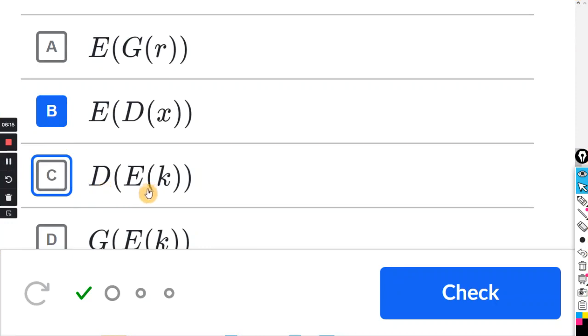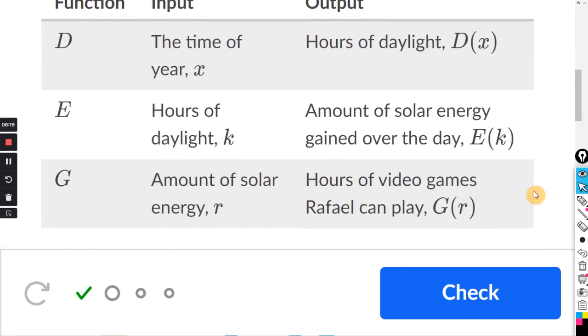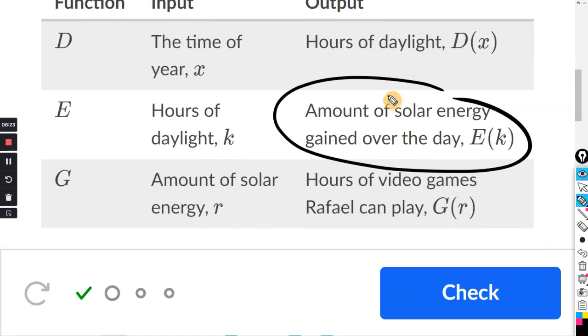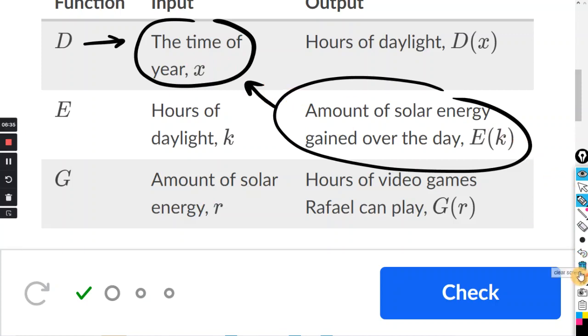D of E of K. We take E of K and plug it into D. Let's see. All right, here's E of K. Here's the D function. Here's the input for D. Can we take amount of solar energy and plug it in for the time of year? No, we cannot. Those do not match. So it is not answer C.